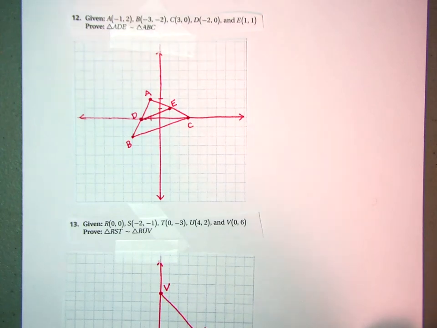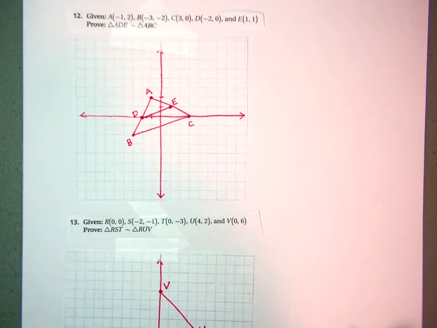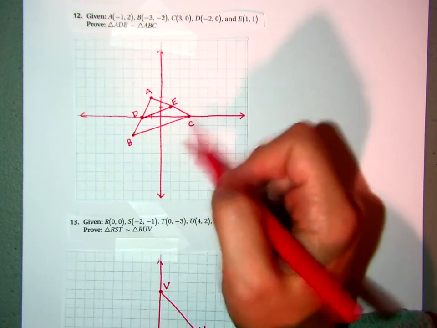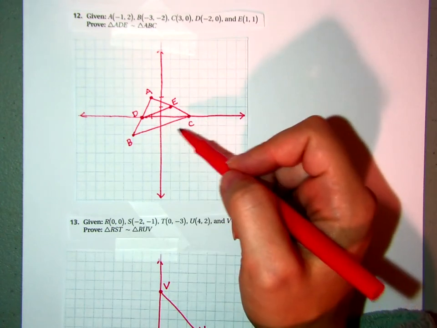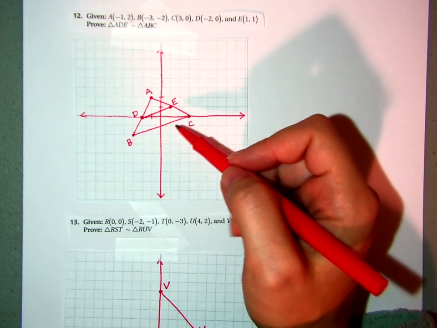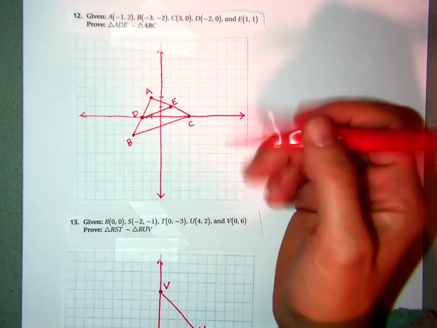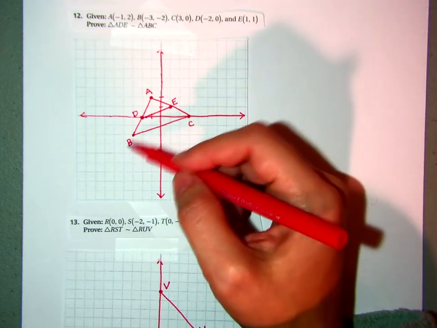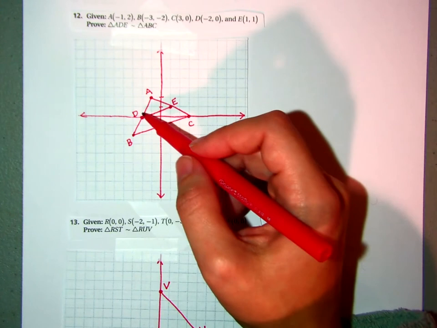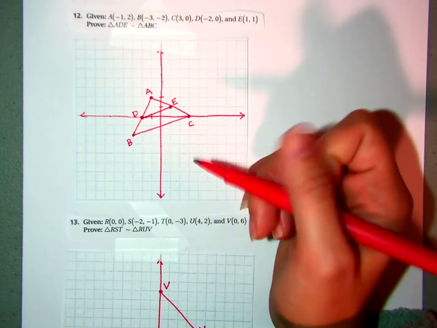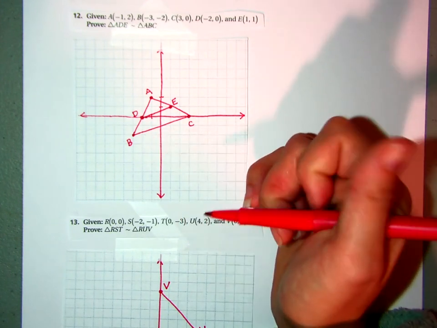So on numbers 12 and 13, we're trying to prove we have similar triangles. I've gone ahead and drawn on a coordinate plane. To prove that they are similar, we could do this with angles, which is really tricky when you're not working with necessarily parallel lines where you can actually measure the angles. So a lot of times what you might have to do is look at proportional sides.